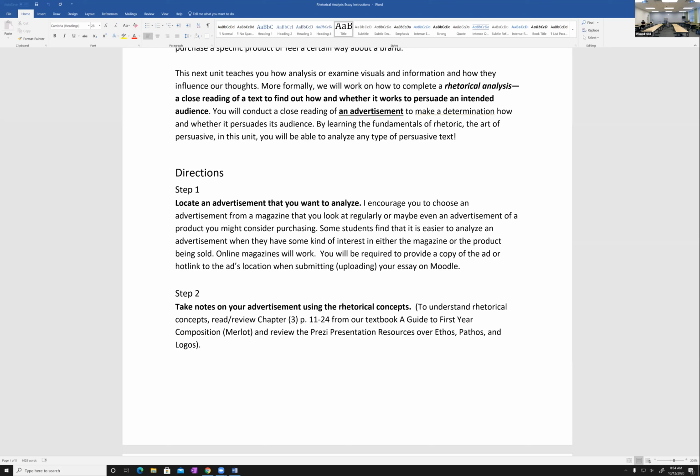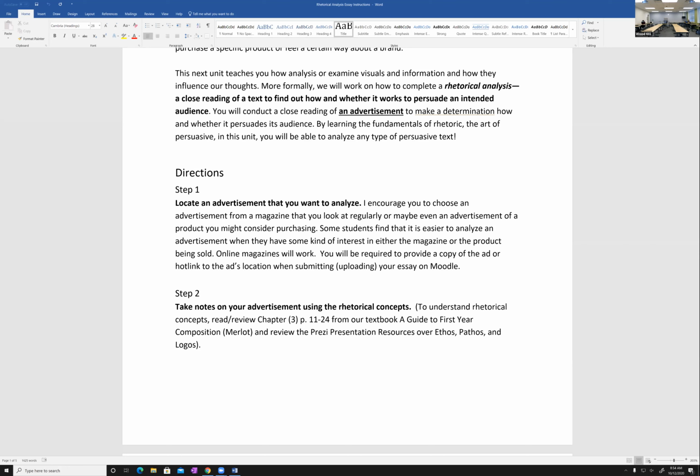So step one, you are locating an advertisement you want to analyze. I cannot emphasize enough, you want to possibly choose an advertisement about a product that you are thinking about purchasing yourself, or it can be from a magazine that you look at regularly.